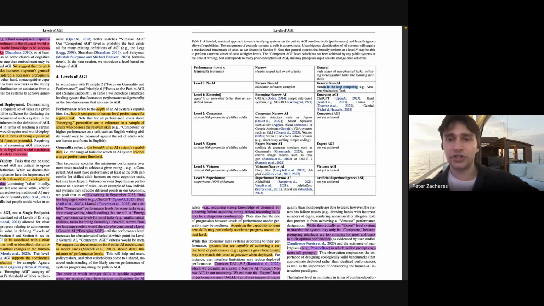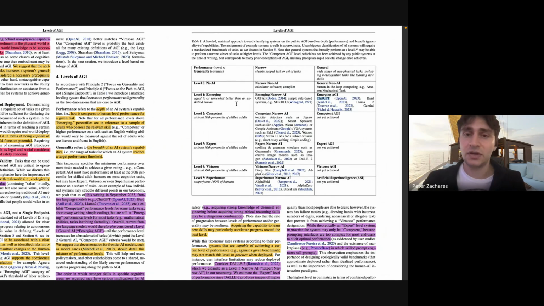Level 1 is emerging. Again, we talked about narrow AI versus emerging AGI, so general AI. They put ChatGPT and all the language models in the emerging category, which means equal to or somewhat better than an unskilled human. That's how they would describe what these models are good at in a general sense. But not in a narrow sense, they are probably better at certain things, like they said, short essay writing.